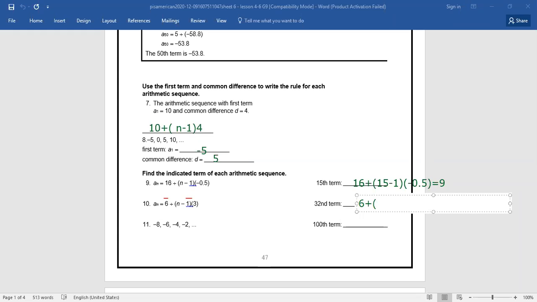We'll make 6 plus, 32 minus 1, and then close the parentheses, multiply by 3. Did you calculate the answer? Yes, 31 times 3. It will be 93. So it will be 31 times 3 plus 6. So the answer will be equal 99.